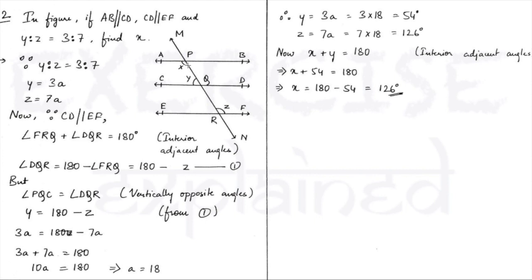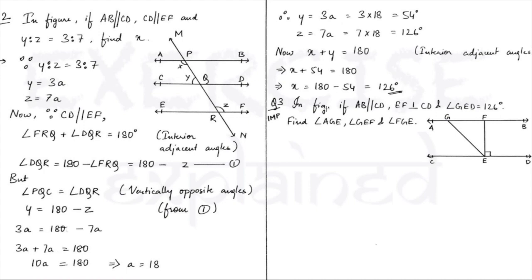Let's get into the next question, that is in figure, if AB is parallel to CD, so these two lines are given parallel to each other. EF is perpendicular to CD, that means this angle over here, that is FED, is equal to 90 degrees.